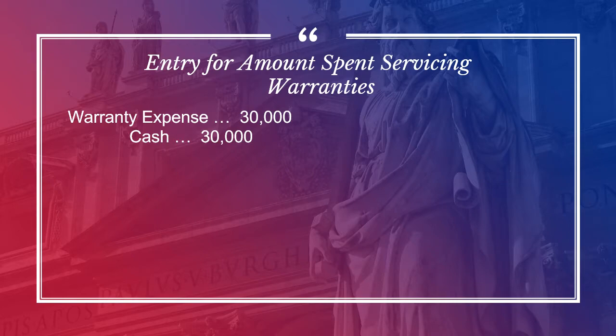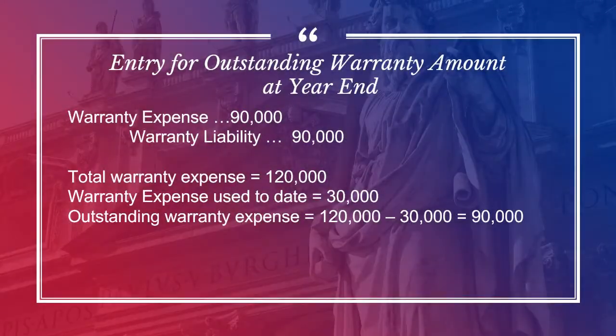Now, the next entry has to do with the outstanding warranty amount at year end. At year end, there's still $90,000 left. Remember, $120,000 was the total warranty expense, and in the first year they used $30,000 of warranty. So $120,000 minus $30,000 is $90,000. That means warranty expense goes up by $90,000, and warranty liability also goes up by $90,000. The warranty expense reflects the amount of warranty that is still left, and warranty liability means the company still has to incur an additional liability of up to $90,000.